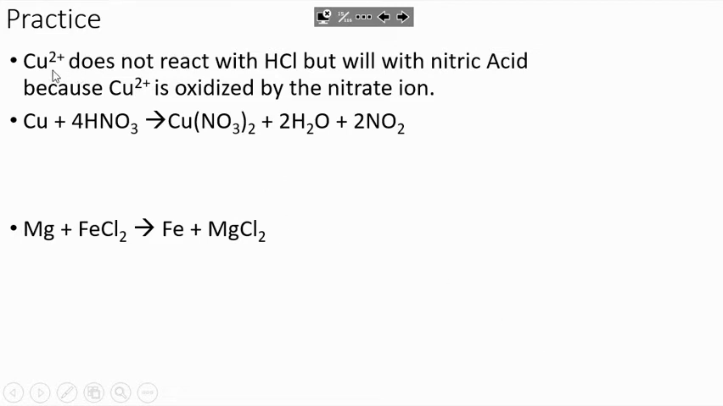All right. So here's some practice. We've got copper does not react with HCl, but will with nitric acid, because copper is oxidized by the nitrate ion. So you can see here we've got some equations where we've got our copper. The copper is going to go in with the nitrate, and then we're going to form water and NO2. And then magnesium's here, iron's here. Magnesium's higher up on the list, so it's going to bump iron off, and magnesium's going to come in and sit here.